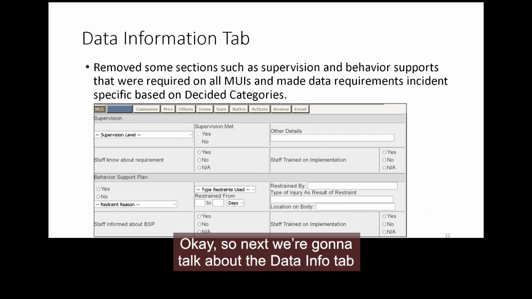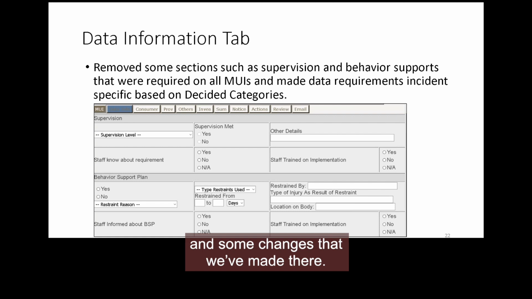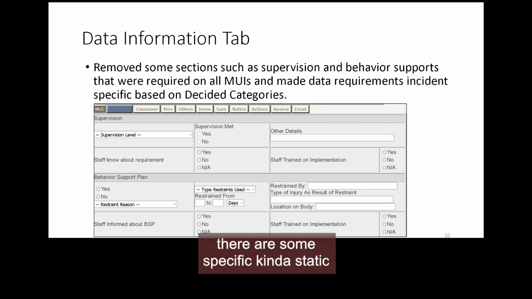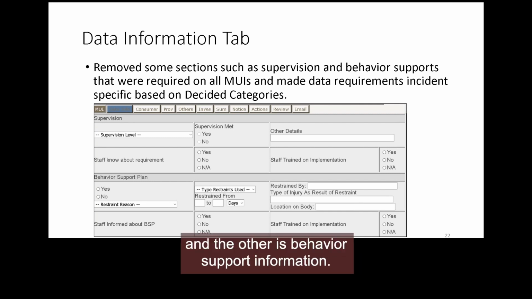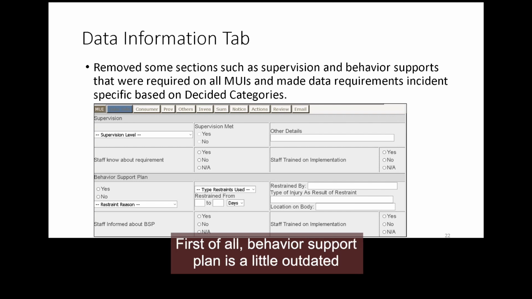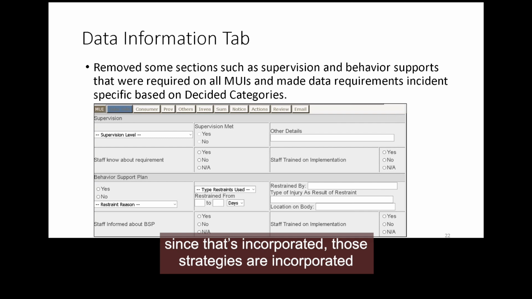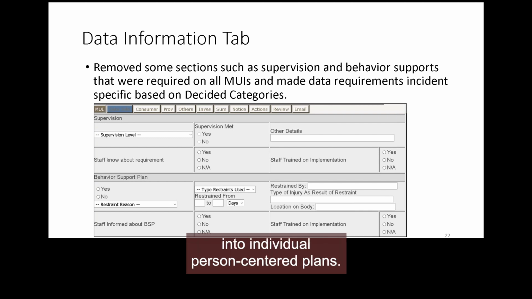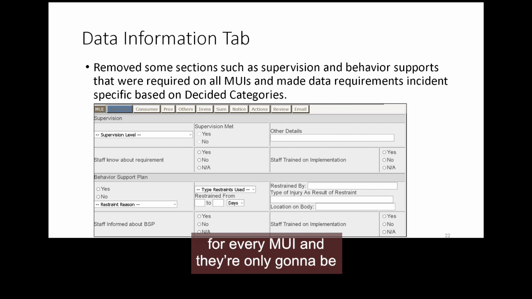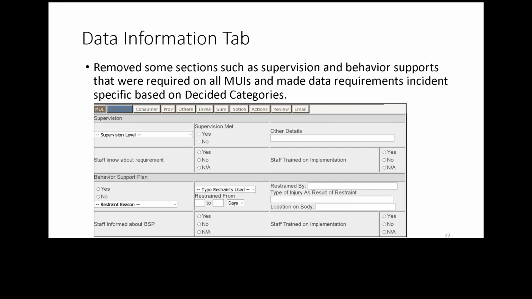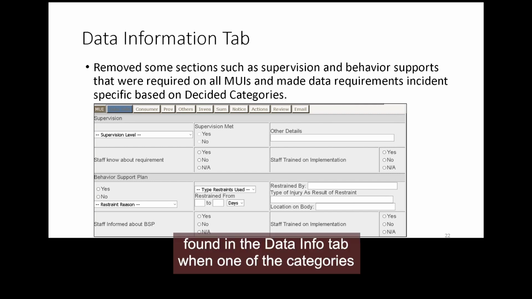Okay, so next we're going to talk about the data info tab and some changes that we've made there. Right now, for every MUI that's filed, there are some specific static areas that you have to fill out. One of them is supervision and the other is behavior support information. First of all, behavior support plan is a little outdated since those strategies are incorporated into individuals' person-centered plans. But what we really wanted to do was reduce some of the duplication or unnecessary information. And so these two areas are going to be removed for every MUI, and they're only going to be found in the data info tab when one of the categories has been selected.